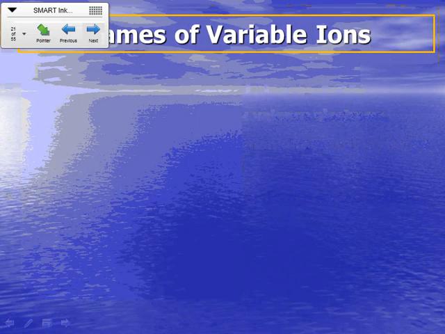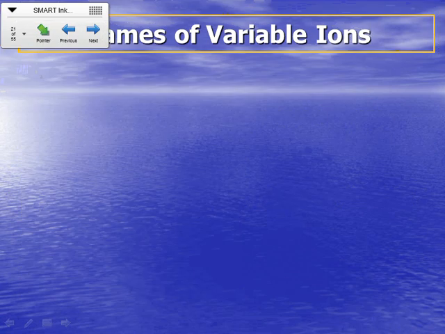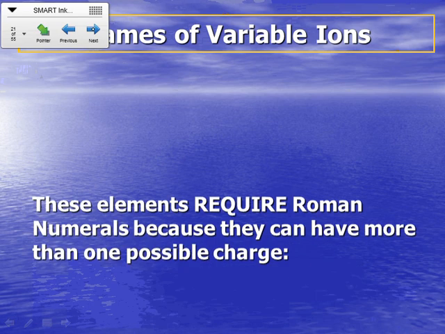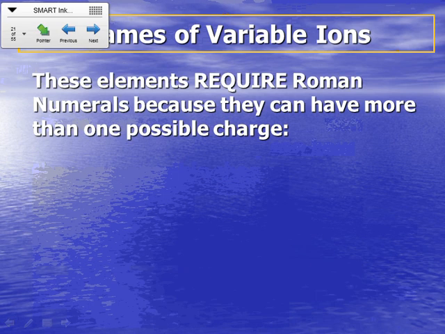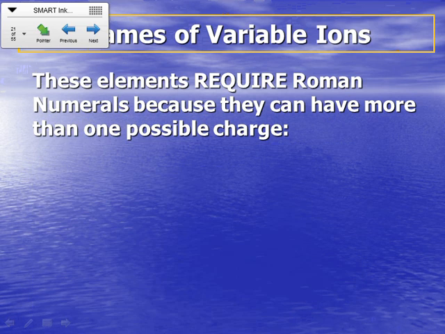Will they just give you a Roman numeral? Sometimes, yeah. If they're giving you the name, they will give you the Roman numeral. If they give you a formula and ask you to write the name, you have to write the Roman numeral when you're writing the name of the element. Okay, so that makes it a little more complicated. All right. So the elements require Roman numerals because they can have more than one possible charge. We already kind of talked about that.